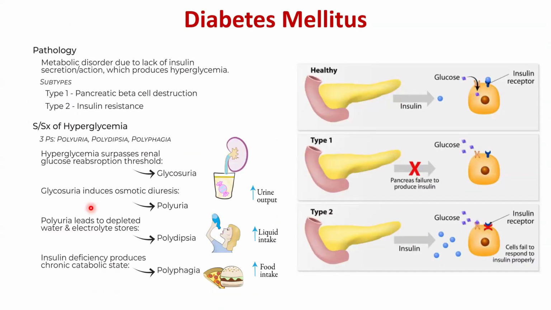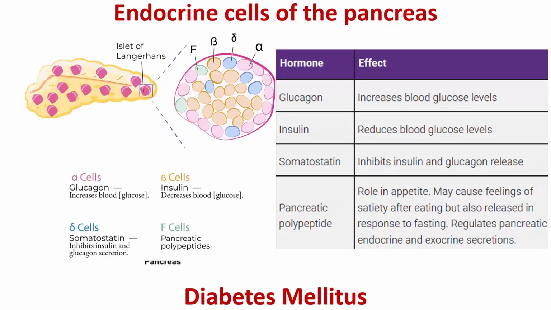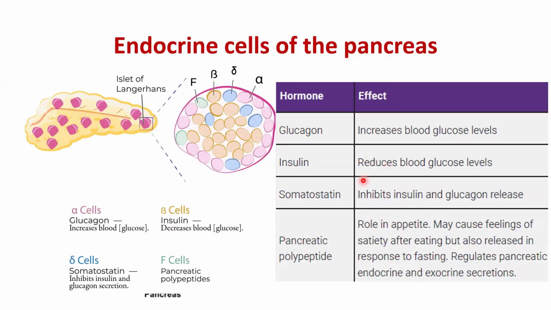Our first thing that you're supposed to describe today is diabetes. Remember you have two types of diabetes: diabetes mellitus and diabetes insipidus. Diabetes mellitus comes about due to deficiency of production of insulin.